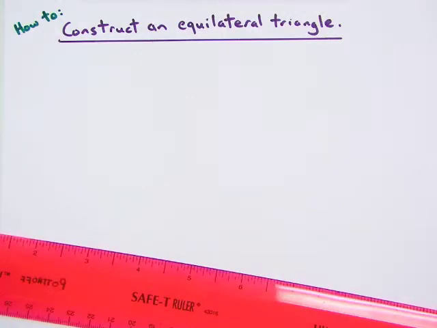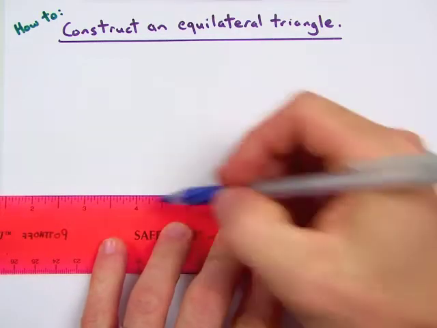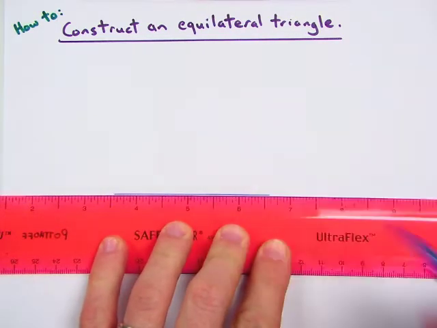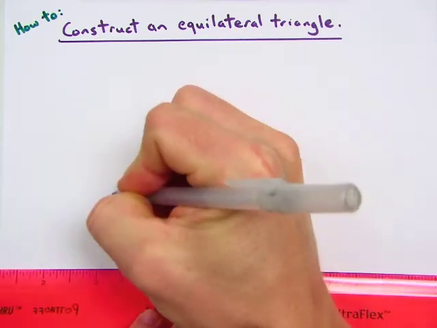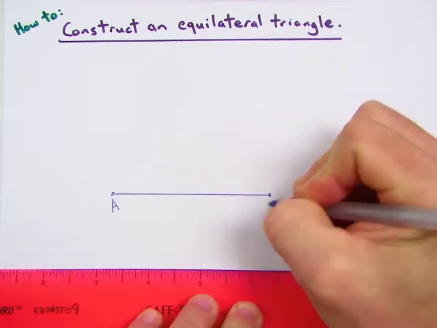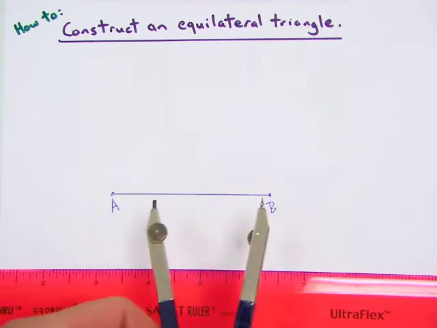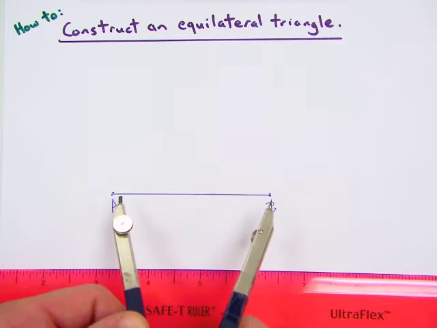Here's how to construct an equilateral triangle. First, start with any segment, AB. This can be any length here. Then take your compass and open the measure up to the length of segment AB.